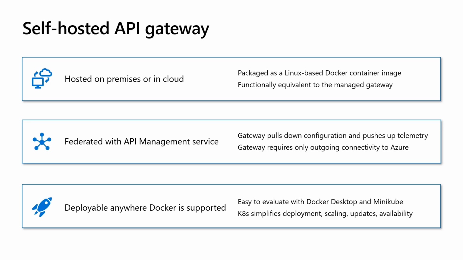It needs to be connected to an API management service in the cloud to pull down the configuration, for example, a list of APIs, policies, etc., and push up the telemetry. The required connectivity is only the outgoing connectivity. Let's see how it works.